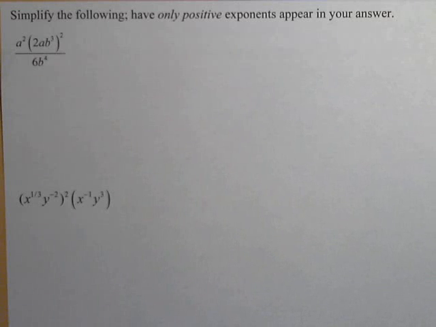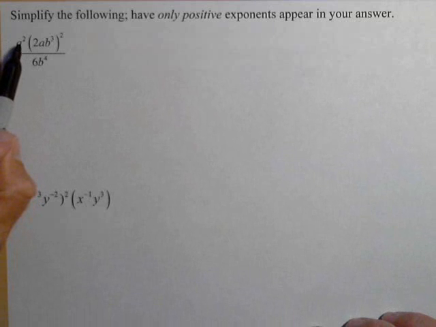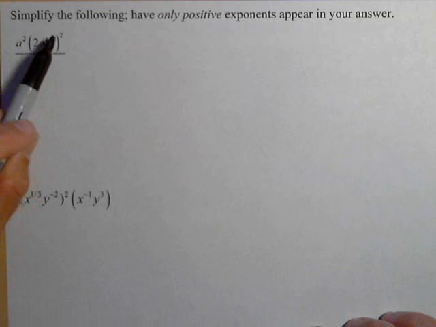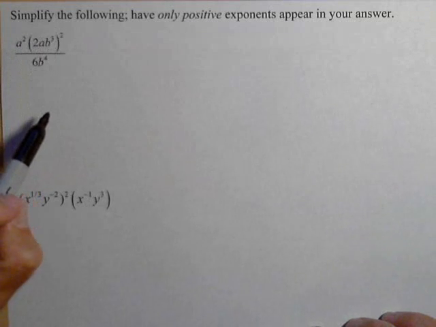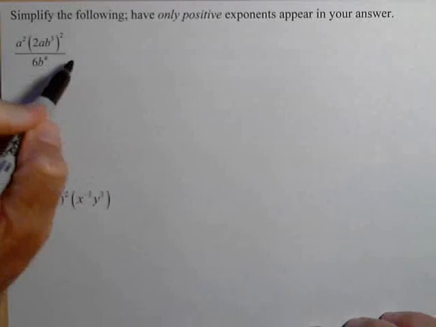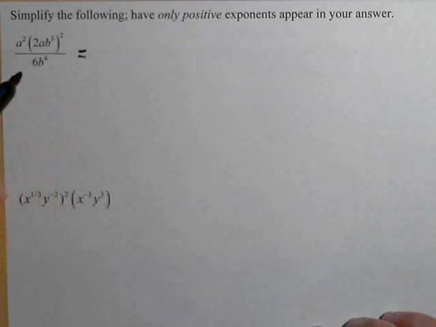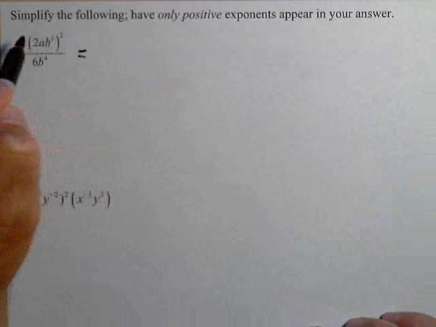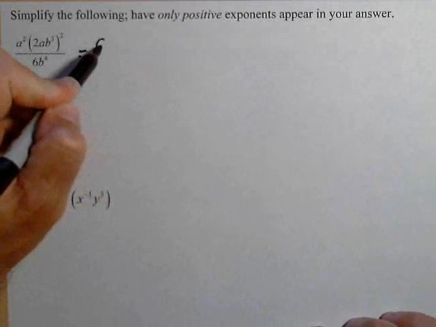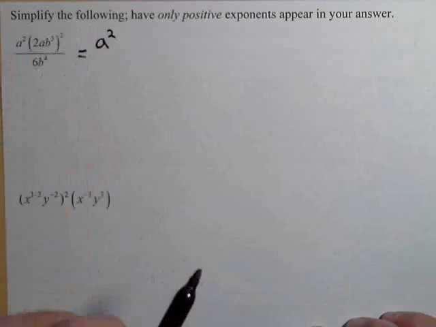In this video we're going to look at simplifying expressions using properties of exponents. For our first problem, we have a squared times the quantity 2ab cubed squared over 6b to the fourth. So first we're going to simplify the top and then see what we can cancel. Now we're going to leave the a squared alone right now.